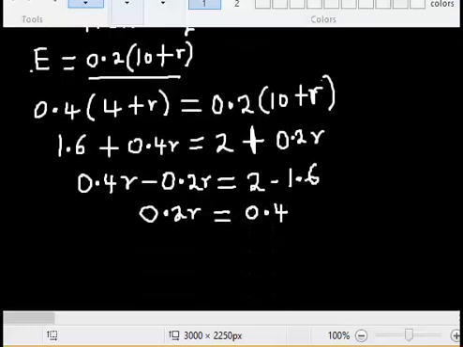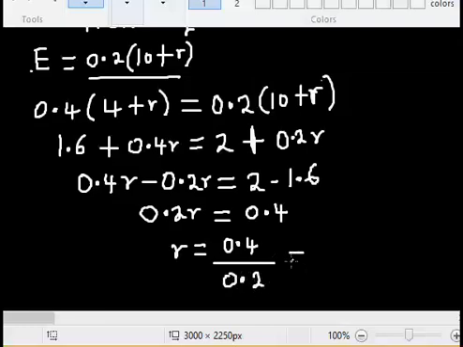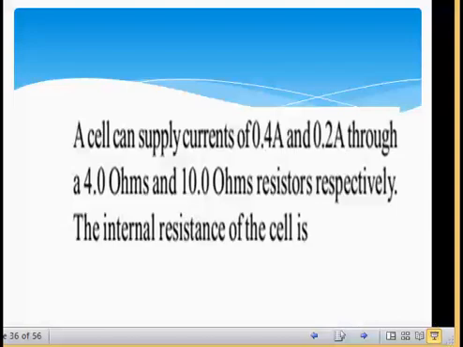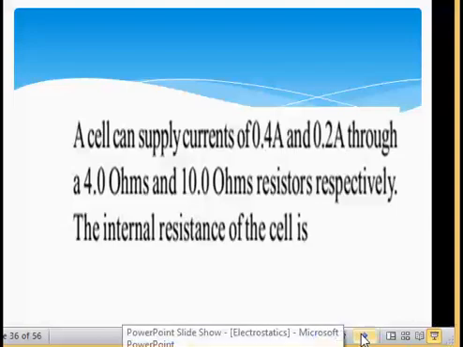So R now is gonna be equal to 0.4 divided by 0.2. So that is 2 ohm. So the internal resistance is 2 ohm. I hope that is well understood. Okay, let's proceed. More question.